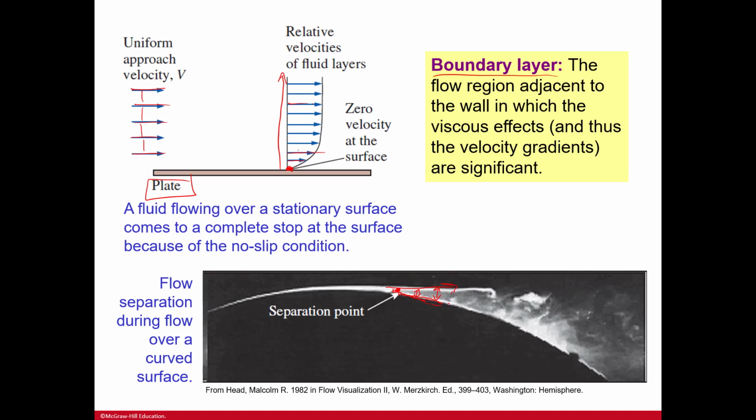and then you can see that separation grow in magnitude. The boundary layer, this is very important, is the flow region adjacent to the wall in which the viscous effects and thus the velocity gradients are significant. The boundary layer is all of this, right? So we've got a boundary layer around our surface.